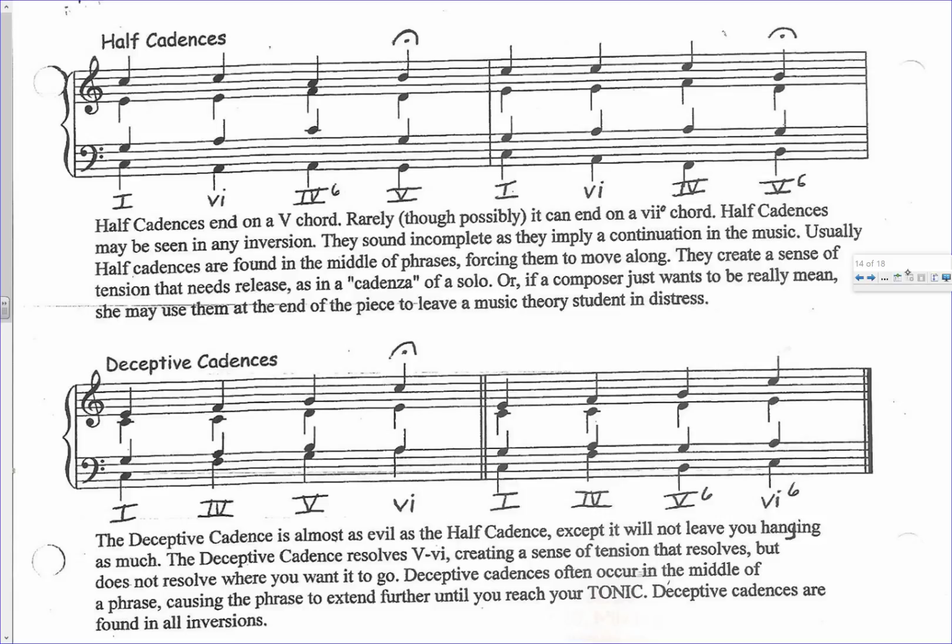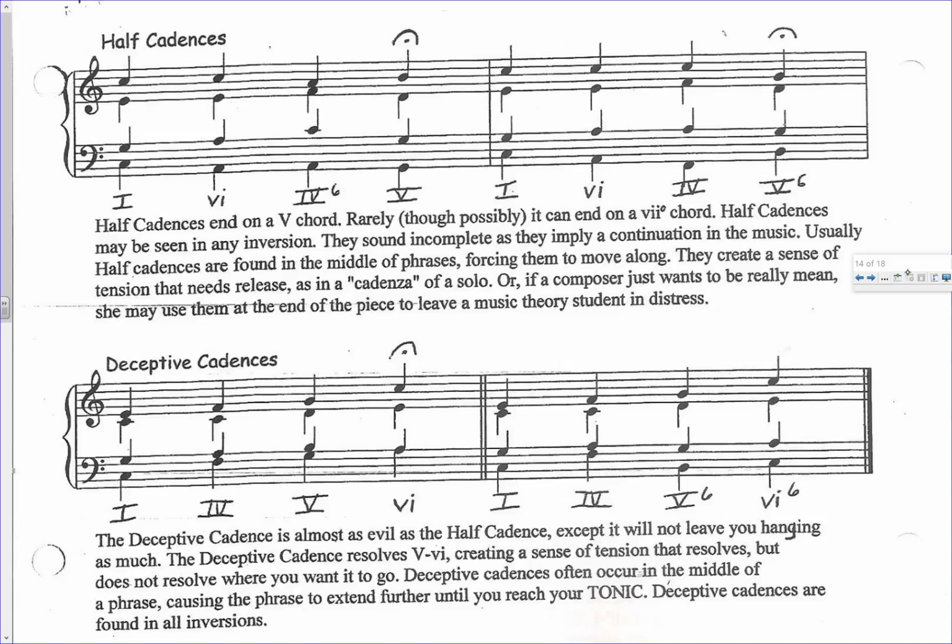They create a sense of tension that needs release, as in a cadenza of a solo. Or, if a composer just wants to be really mean, he or she may use them at the end of a piece to leave a music theory student in distress. Let's listen to the first half cadence.